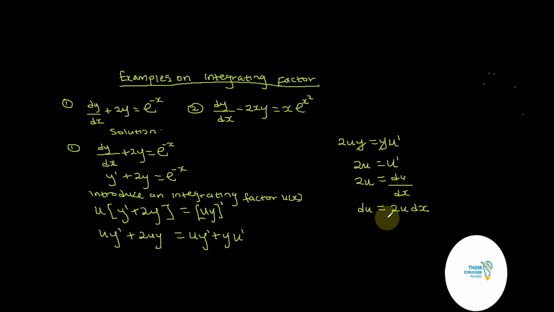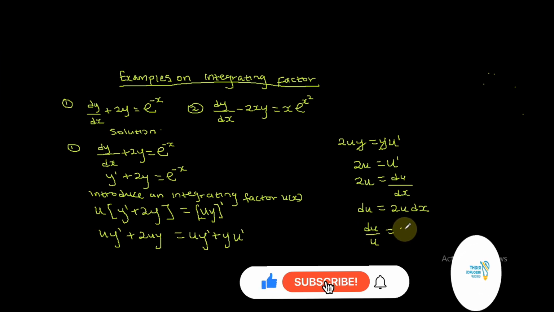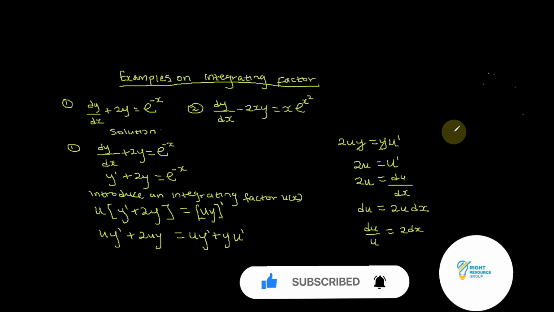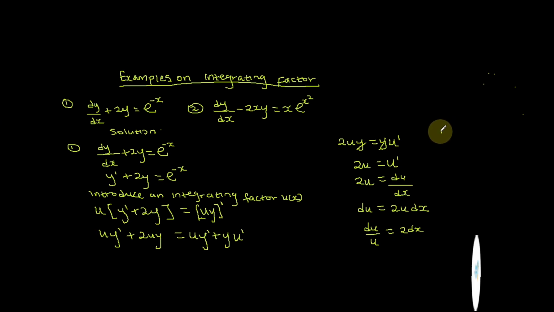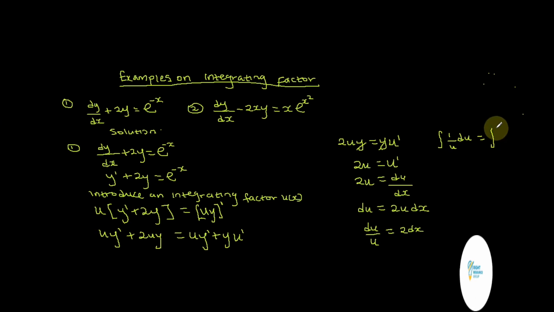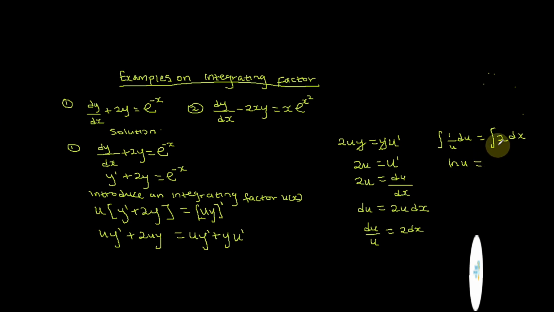Now we want like terms to be together, we have to divide both sides by u, and when we do so, we'll have du over u equals 2 dx. Okay, now it's time to take the integral of both sides. We have the integral of 1 over u du equals the integral of 2 dx. Integral of 1 over u is ln u from our knowledge of integration, while integral of 2, we have it to be 2x.